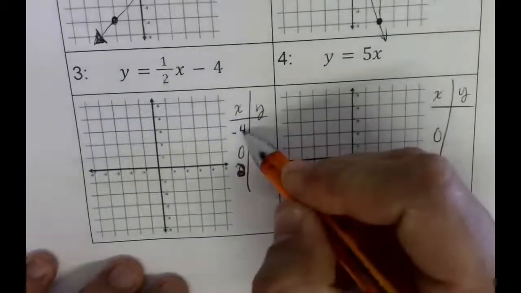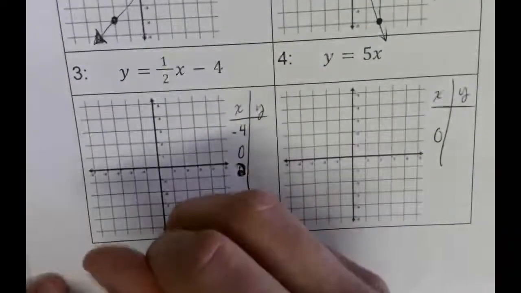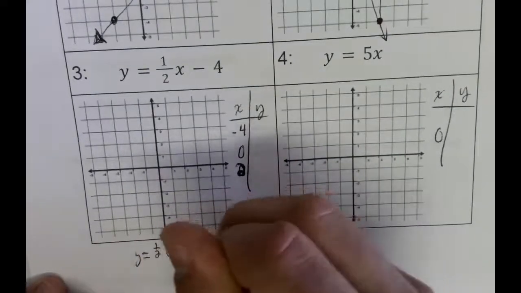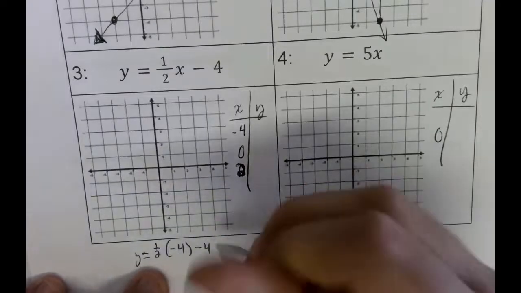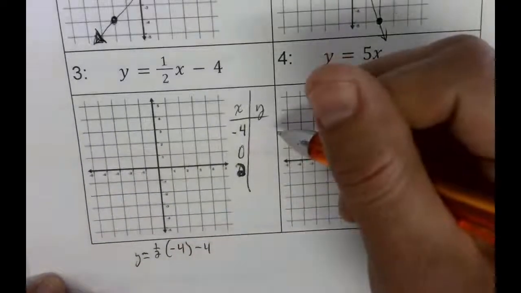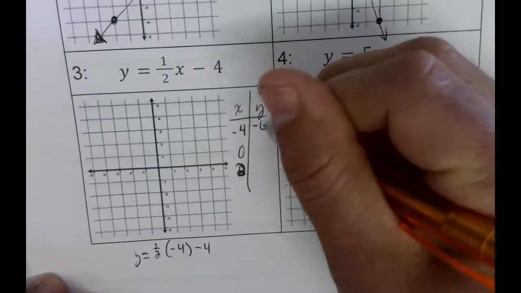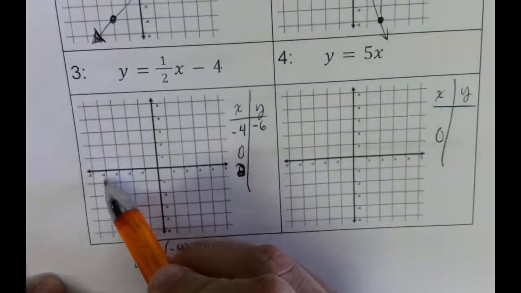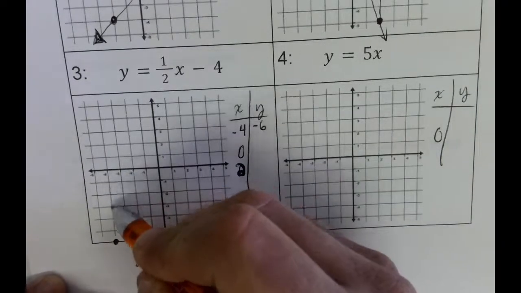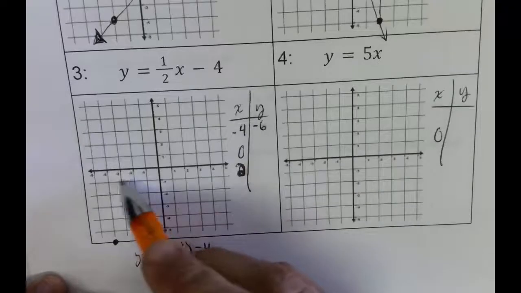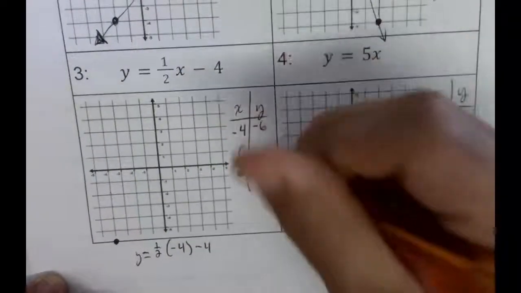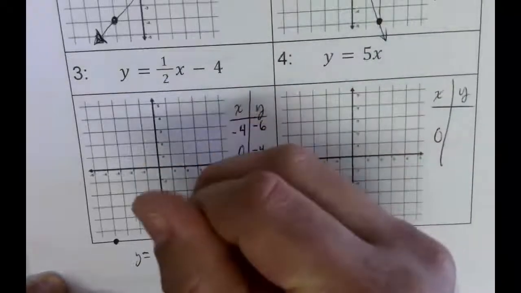Alright, when we plug in negative 4, let's show what that looks like. Y equals 1/2 times negative 4 minus 4. Well, 1/2 of negative 4 is negative 2, minus 4. That's negative 6. Negative 4, negative 6. So that'd be way down here. 1, 2, 3, 4, 5, 6. I went left 4, down 6. Then 0. Well, half of 0 is still 0, minus 4. That's negative 4. 0, negative 4.